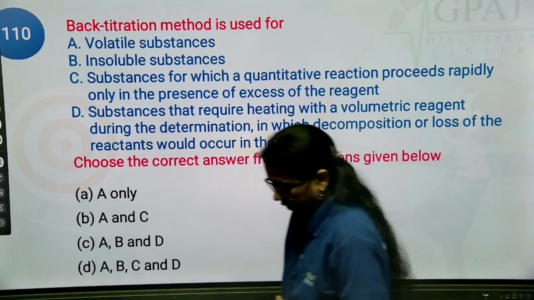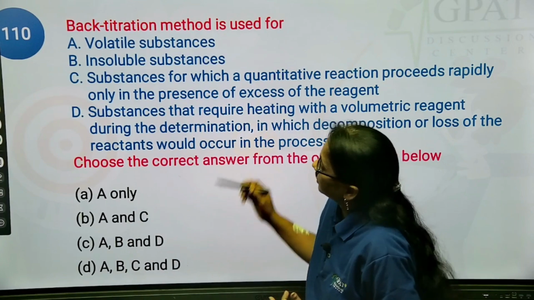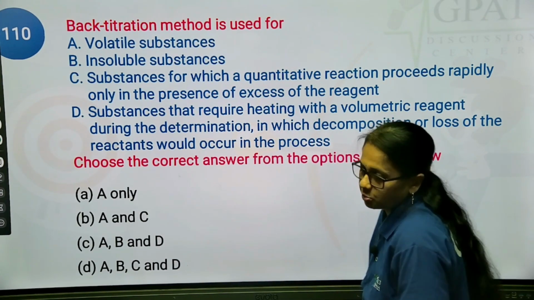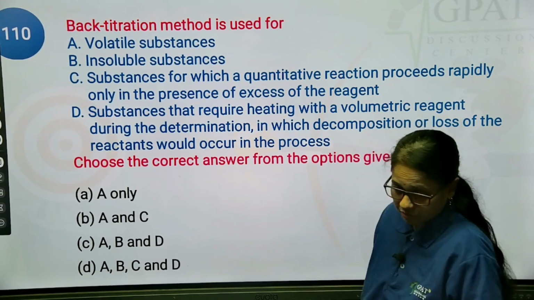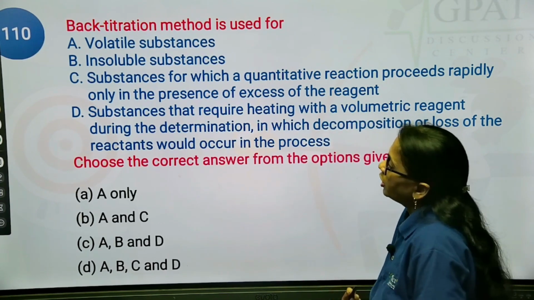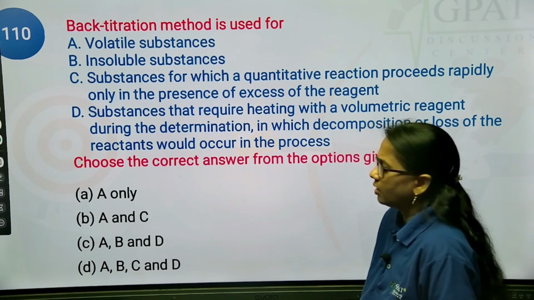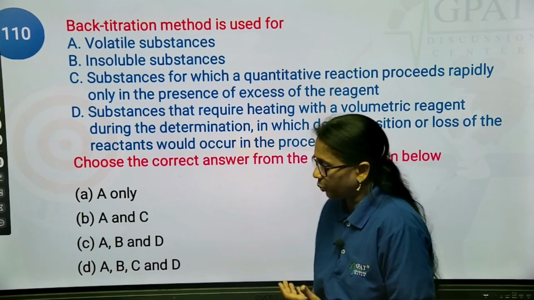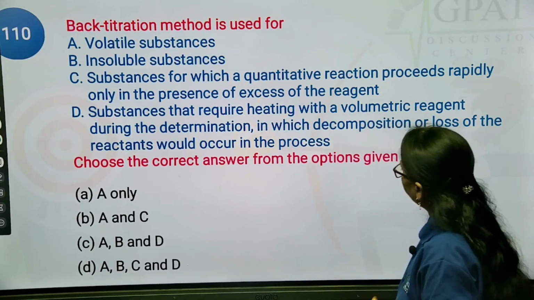Back titration method: when is it going to be useful? Back titration method is useful for: first option, volatile substances; second, insoluble substances; third, substances for which a quantitative reaction proceeds rapidly only in the presence of an excess of the reagent; option D, substances that require heating with a volumetric reagent during the determination, in which decomposition or loss of the reactants would occur in the process. Okay, looking at these, all 4 options are right statements. Okay. So, choose the correct answer from the options given below.